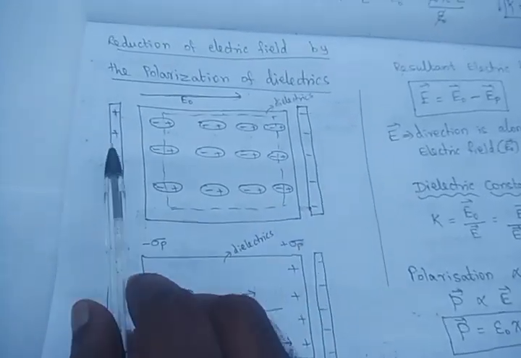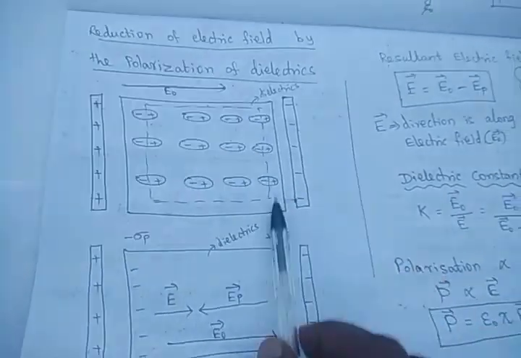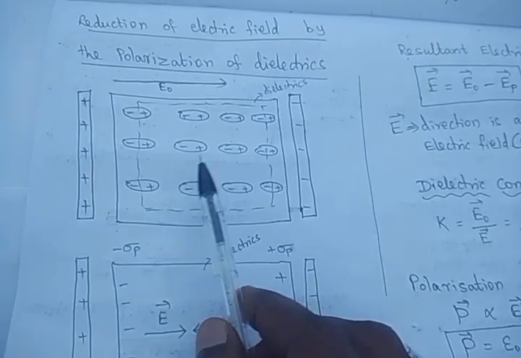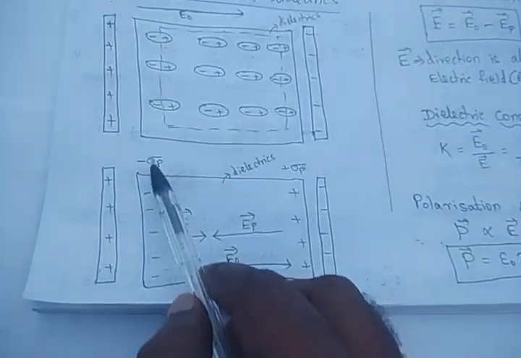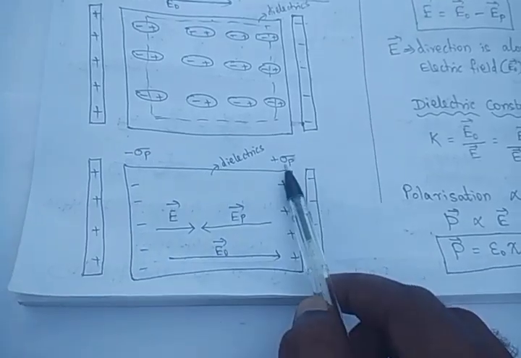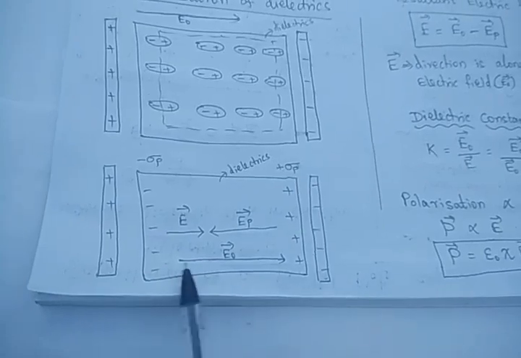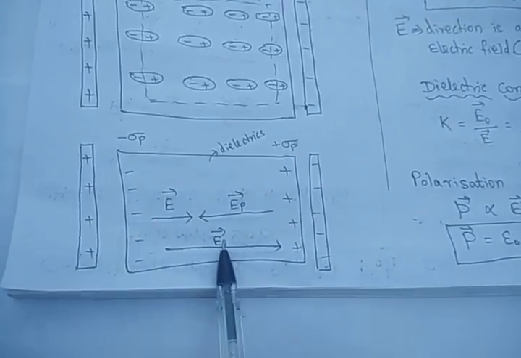So very simple: when the external electric field is applied, dipoles are created. Within this dotted line, all the charges will cancel out each other, and finally only the end charges are present. These end charges are minus sigma P and plus sigma P, the polarization charges. This is the external electric field applied, E naught.